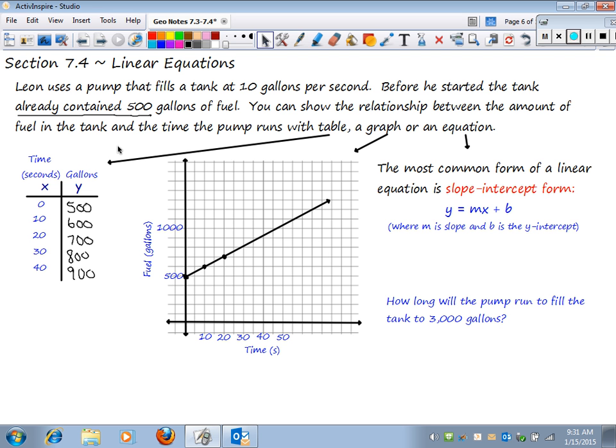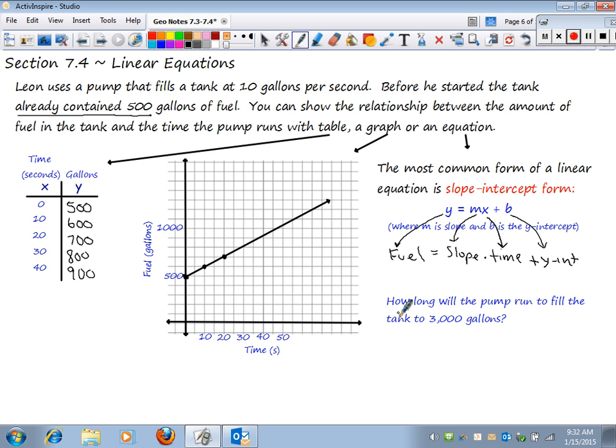Now we could also make an equation. y = mx + b, where y, in this scenario, represents the fuel. The y is how many gallons of fuel is in there. What does the x represent? The time, the seconds, right? So the fuel equals the slope. The m is our slope. Slope times the time, and then plus the y-intercept. b is the y-intercept. x represents the time.